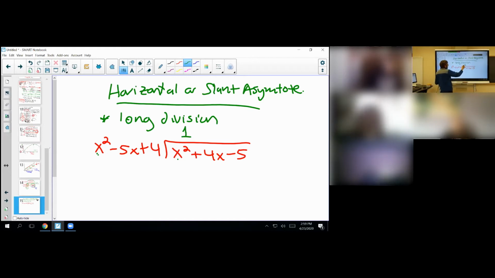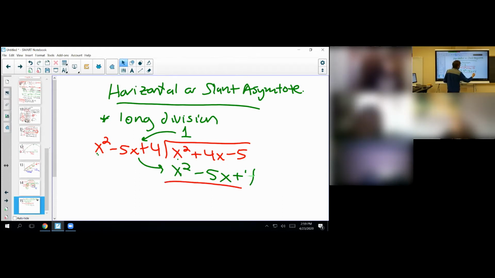So if I multiply this, I get the same thing again, right? 1 times x squared is x squared. 1 times negative 5x is negative 5x. 1 times 4 is 4. Draw a line, change the sign, and change the sign there. And what I get is a remainder of, well, these cancel, I get 9x minus 9. So the answer here is 1, with remainder 9x minus 9.